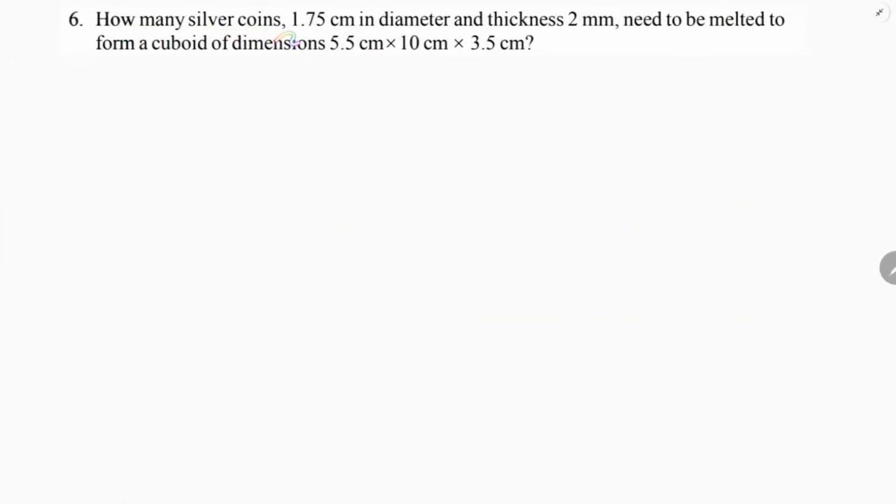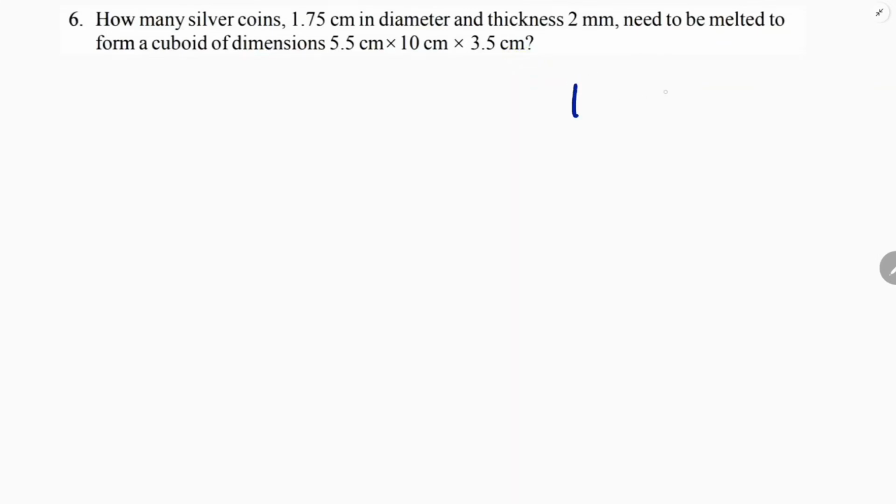How many silver coins 1.75 centimeter in diameter and thickness 2 millimeter need to be melted to form a cuboid? See, again it is melted, but here how many silver coins to form a cuboid of dimensions 5.5 centimeters, 10 centimeters and 3.5 centimeters.